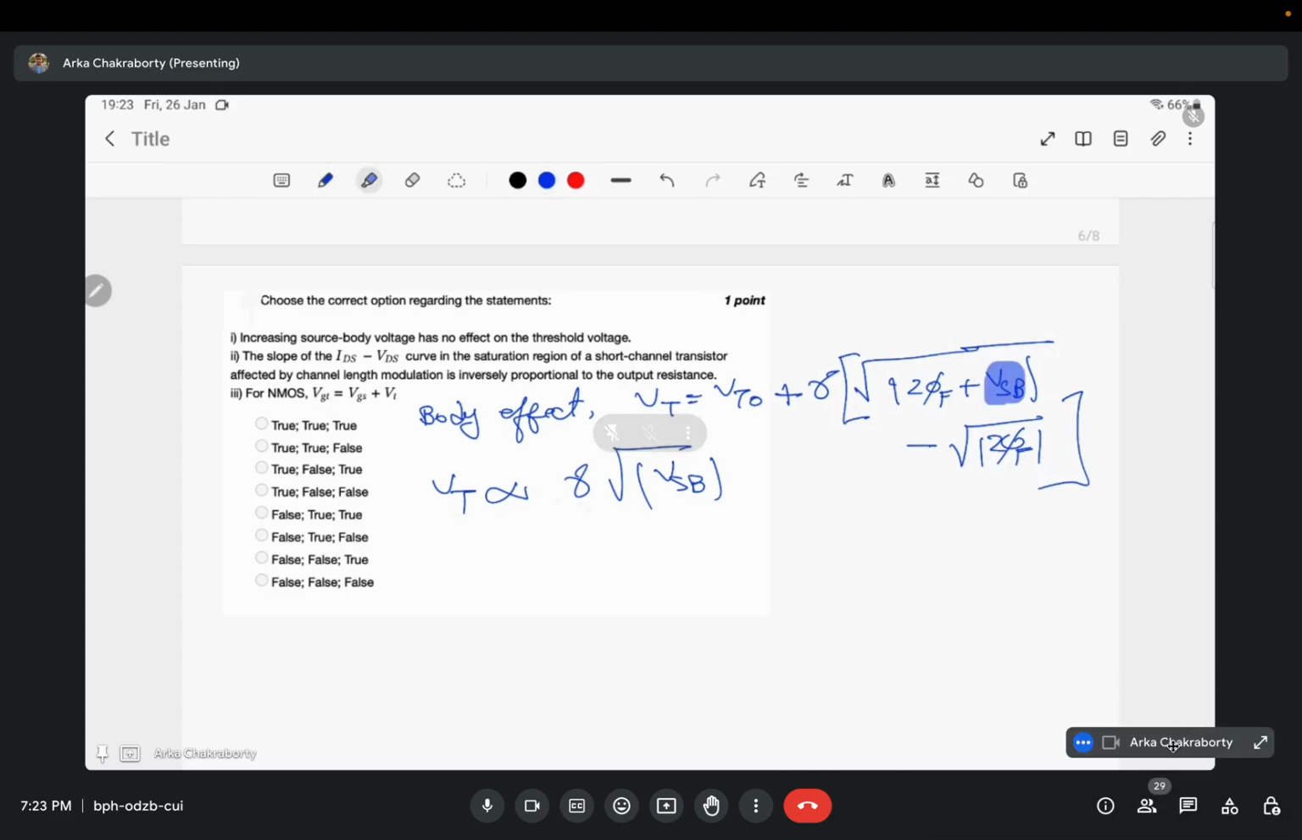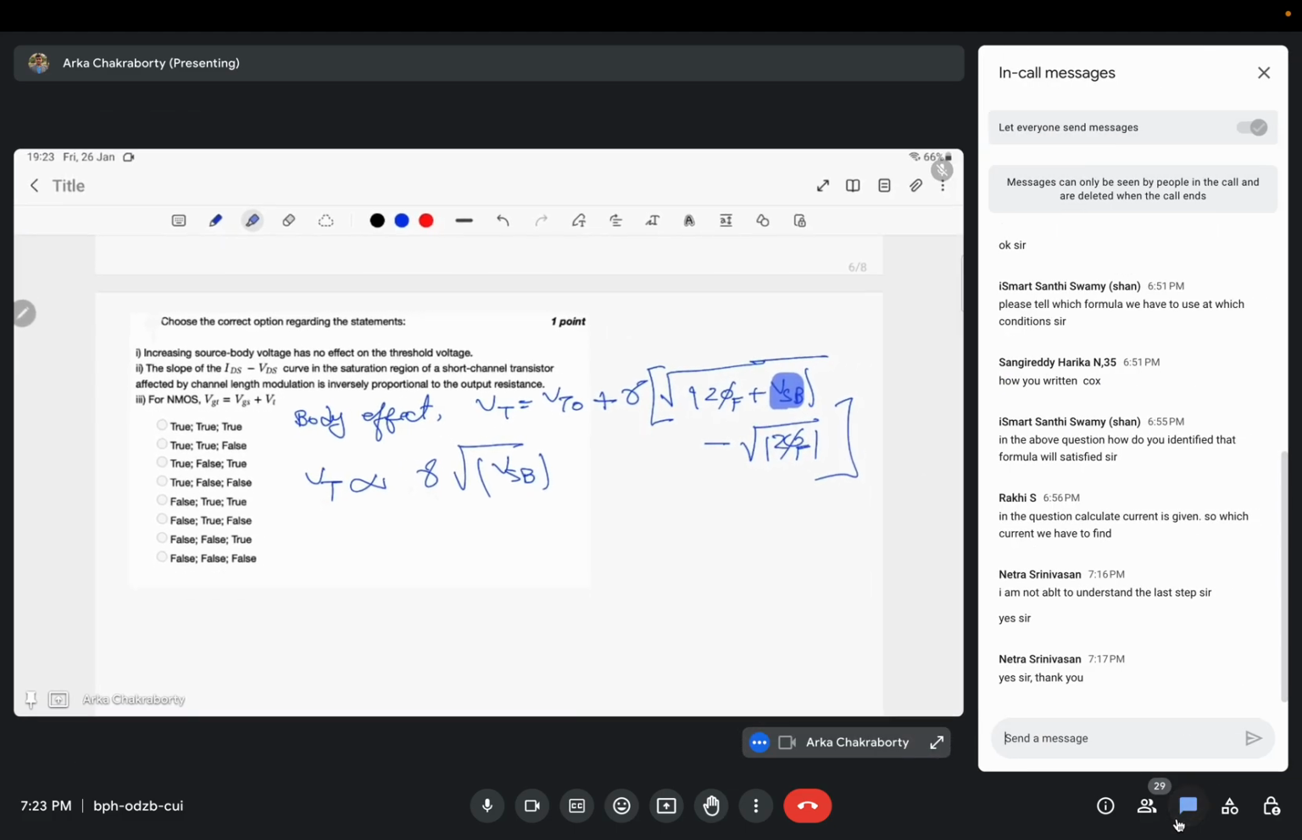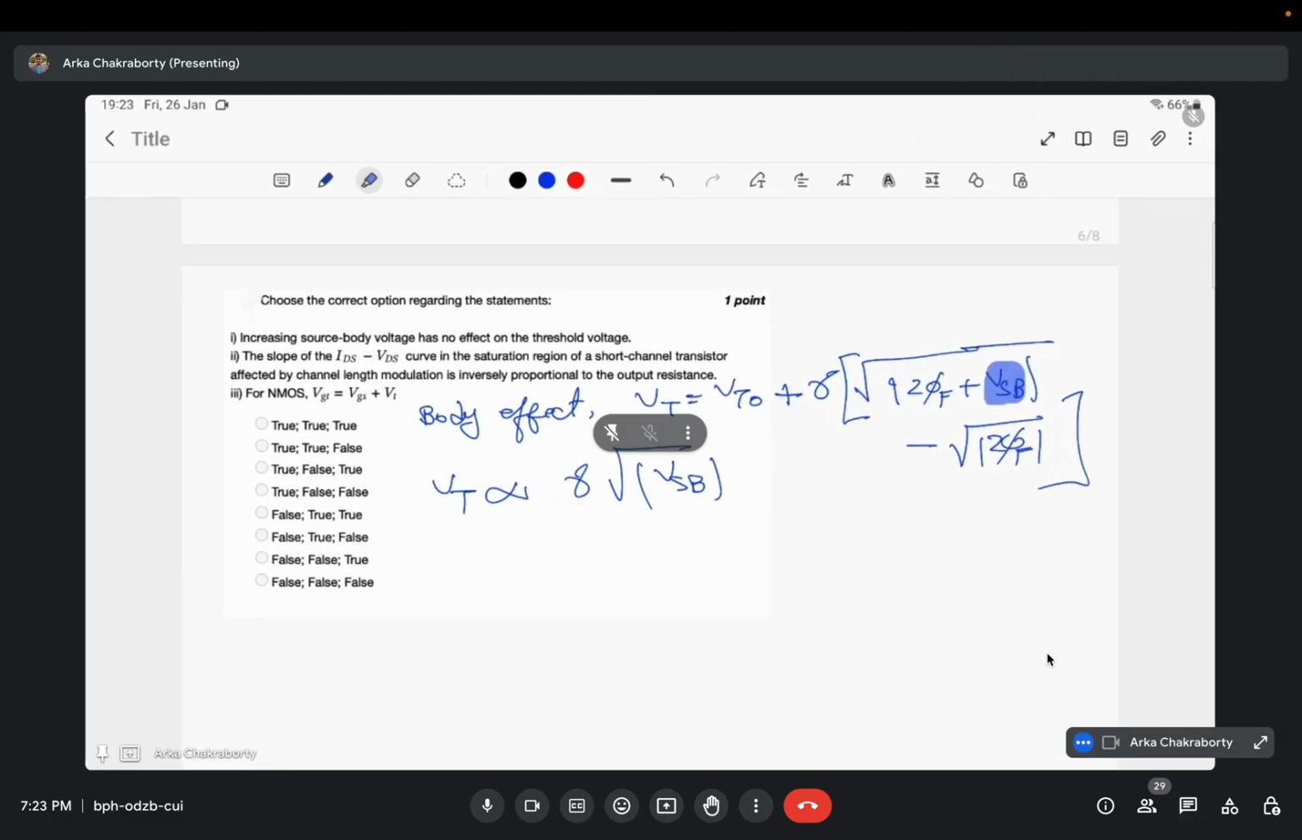Someone has asked me a question. Let me check. No. Okay. So Vt is proportional to gamma root under VSB. So if I increase it, and gamma, let me write the expression of gamma as well. Okay.